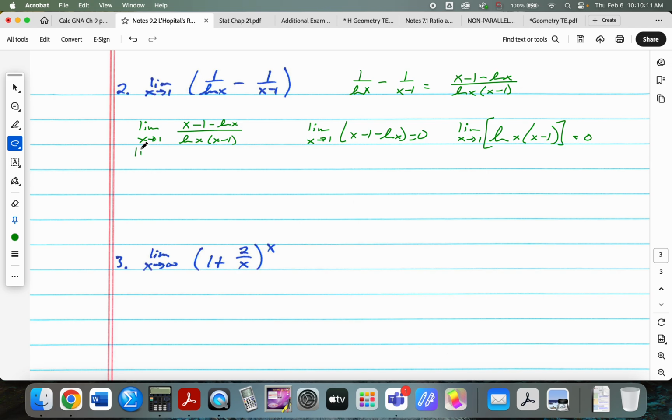So taking the derivative of the numerator and the denominator, this is going to be 1 minus 1 over x over, so I'm going to have the natural log of x times the derivative of x minus 1, which is 1, plus x minus 1 times the derivative of natural log of x, which is 1 over x.